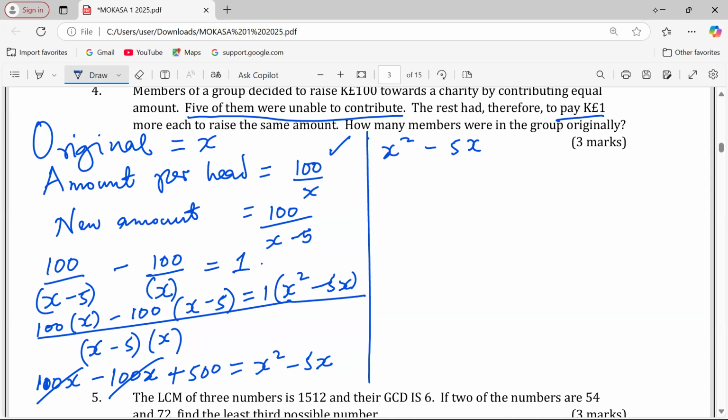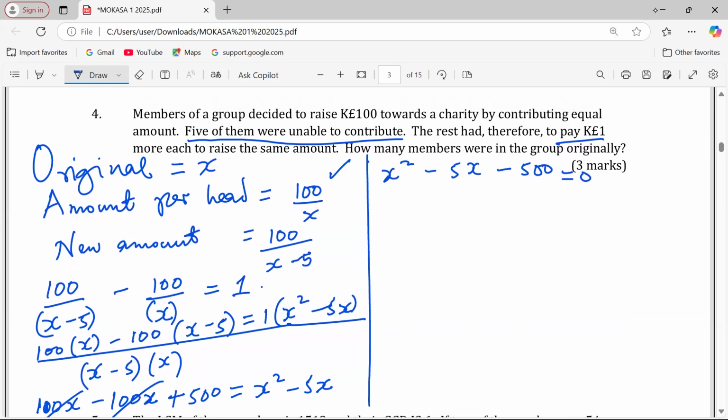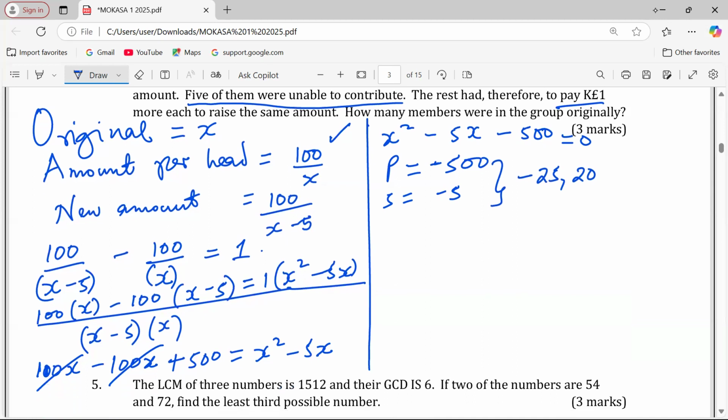Then the 500 can be subtracted here so that you equate to 0. Now we can talk of the factorization method of solving. Product A by C, then sum equals -5. So when we work with -25 and +20, you realize that the product is -500 and the sum is -5.